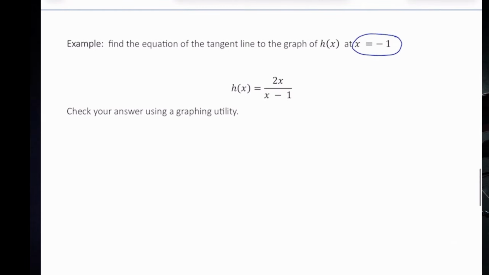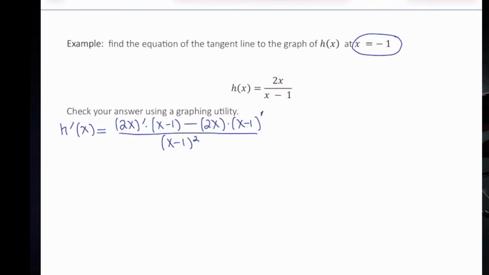Okay, so let's go ahead and do that. We know what the steps are. First, we need to compute the derivative of our function. It is a rational function, so let's go ahead and set this up: 2x prime times x minus 1, minus 2x times x minus 1 prime, and divide this by x minus 1 squared. I'm going to highlight all the important components of my formula, and now we're going to compute this.